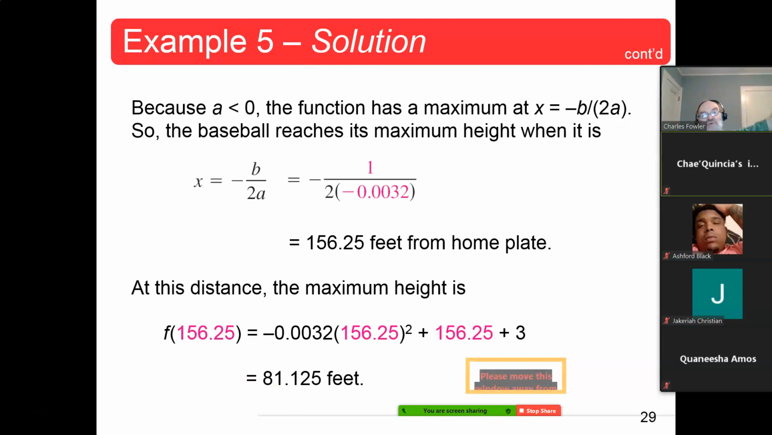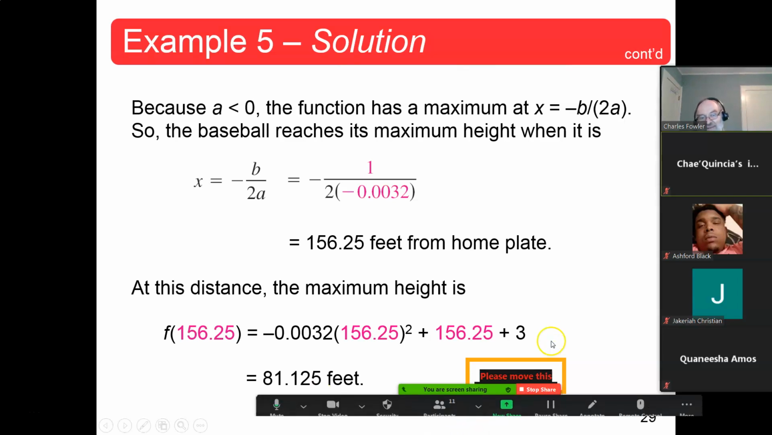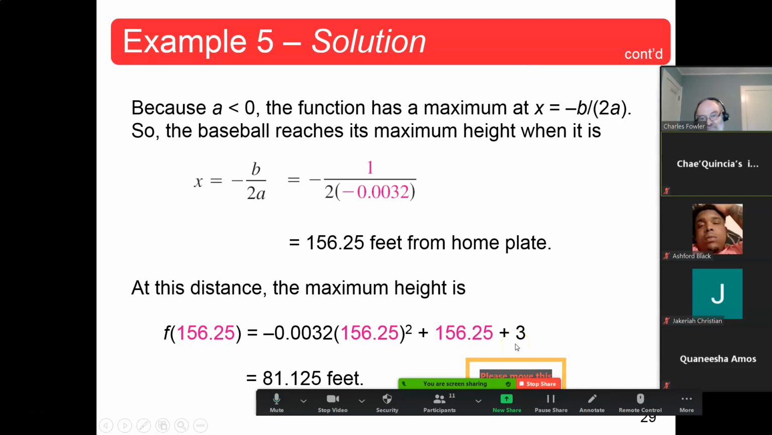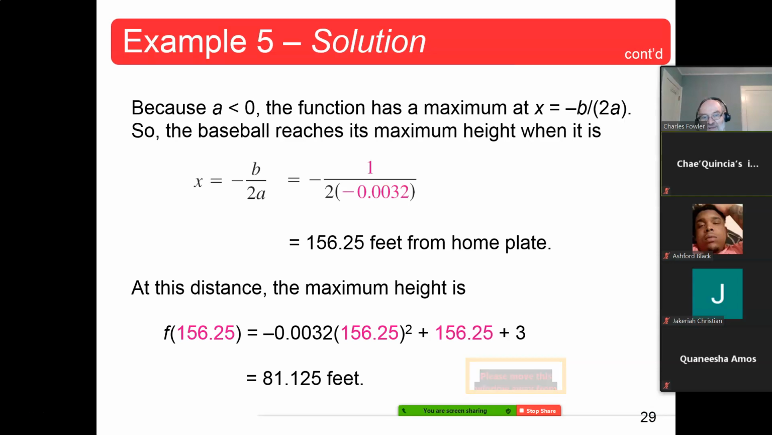At that point, it's going to start coming down again. Before that, it was rising to that point. Now it's going to come down, and somewhere about 312 feet from home plate, it's going to be back about 3 feet off the ground. So whether it clears the fence or not, we're not sure. We weren't asked that. Any questions on that? There's example 5. Now, that's the last example.